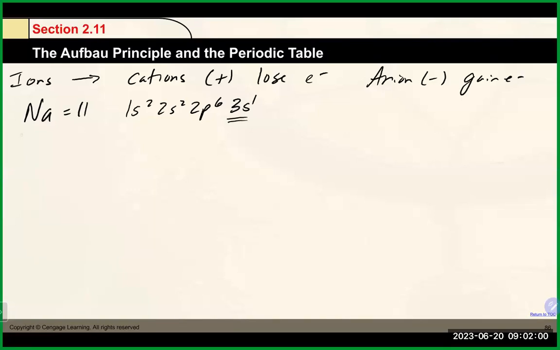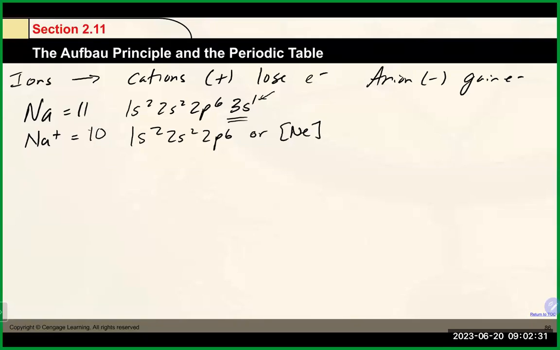When sodium makes a charge, it makes a +1 charge. Because it has a +1 charge, it basically loses that 1 electron, which means it should only have 10 electrons at that point. That would be 1s2, 2s2, 2p6. That is the same electron configuration as neon, right? And that's basically neon's configuration as well.